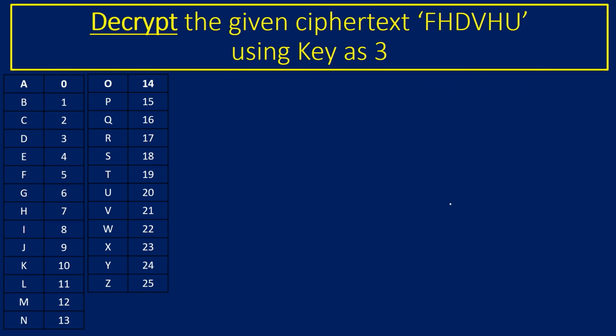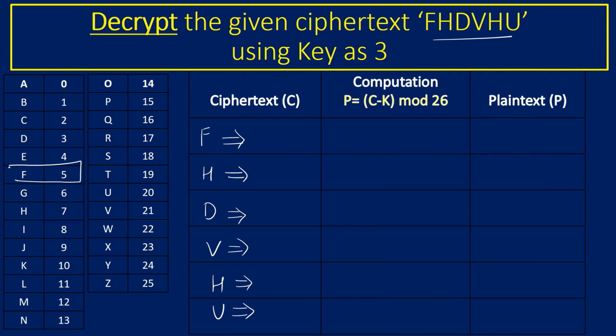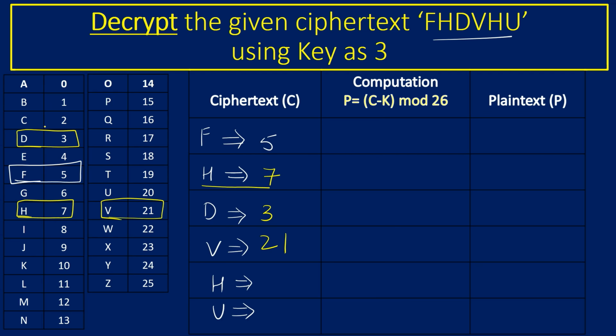In the first step we'll use the same mapping table. In the second step you create this 3-column table, where in the first column you will write down the letters of the ciphertext, that is F, H, D, V, H, U. We now assign a number to each of these letters of the ciphertext from the mapping table. So F corresponds to number 5, H corresponds to number 7, D corresponds to number 3, V corresponds to number 21, H corresponds to number 7 and U corresponds to number 20.